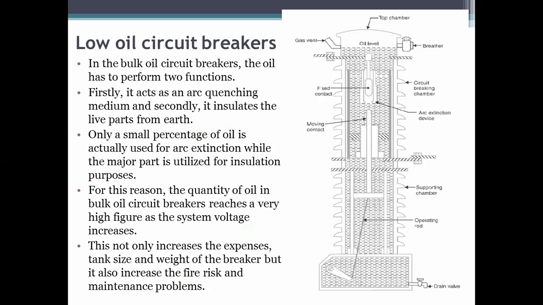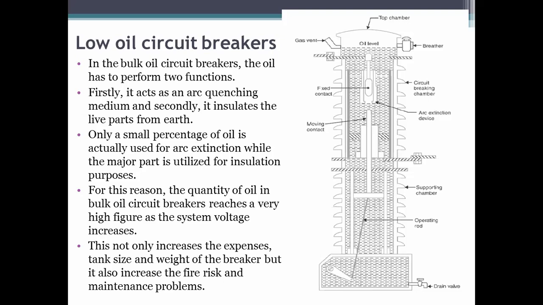Now, the last point of the oil circuit breaker is the low oil circuit breakers. Low oil circuit breakers, or it is also called the minimum oil circuit breaker. This is very important, and it is mostly asked in examination also. Okay, frequently asked in examination.